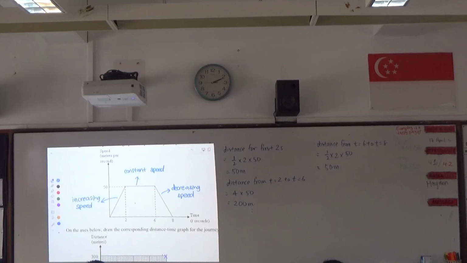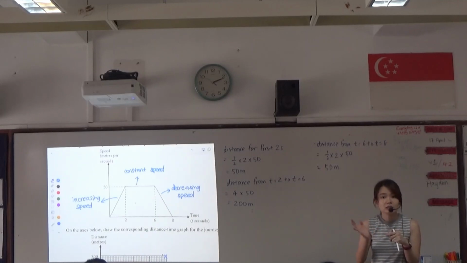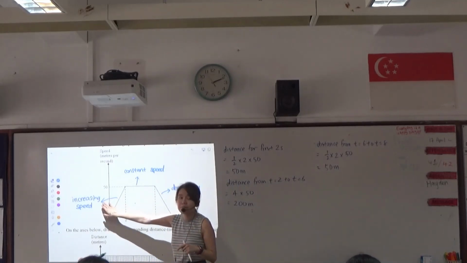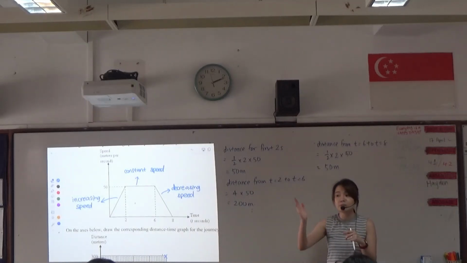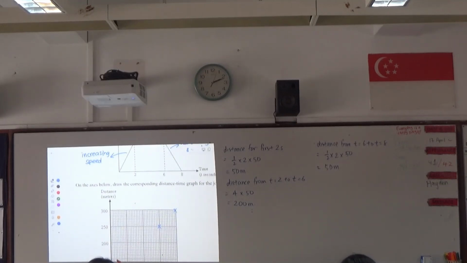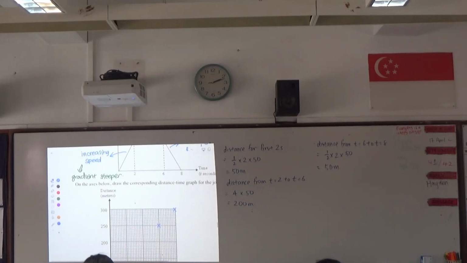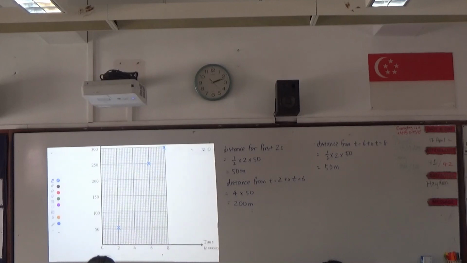So for increasing speed, speed is being informed in the distance time graph by our gradient of the tangent. So if you're having an increasing speed, we are expecting that the gradient is getting steeper and steeper. So therefore, gradient steeper. For tangents being steeper, need to be precise, it should be tangent. So in other words, the curvature that we want for the first 2 seconds is going to look something like that.